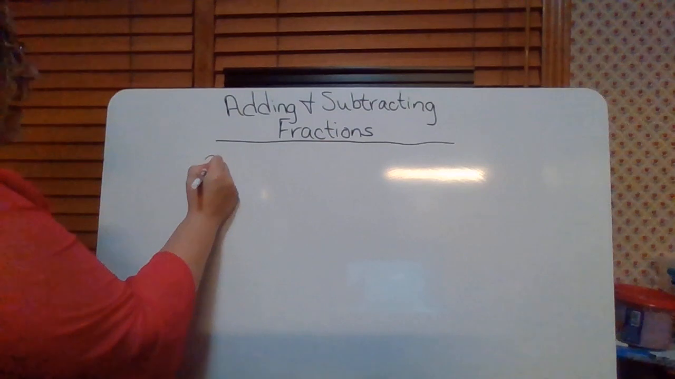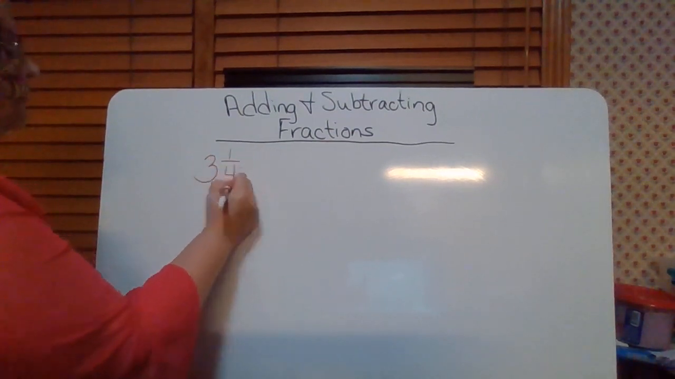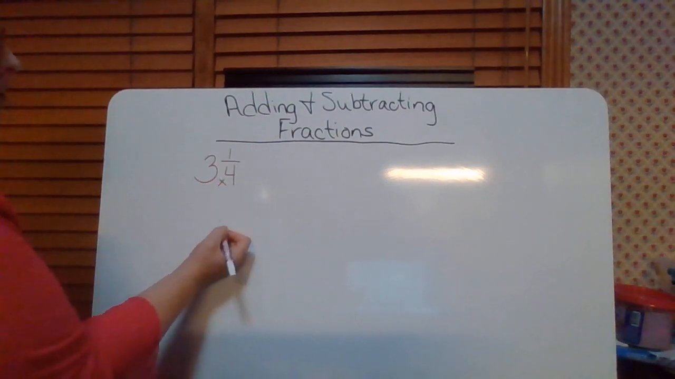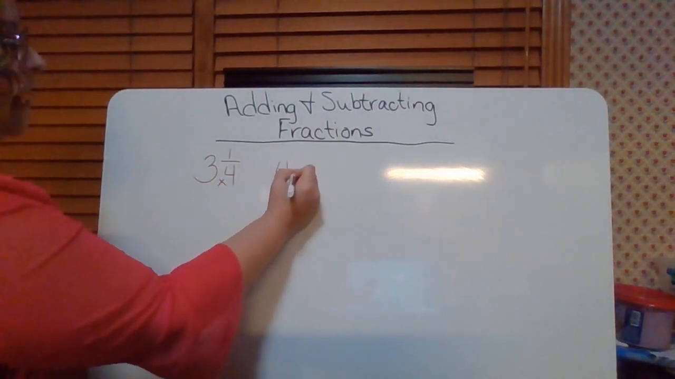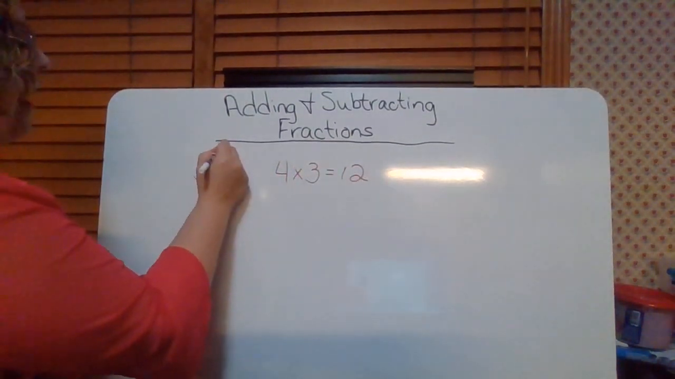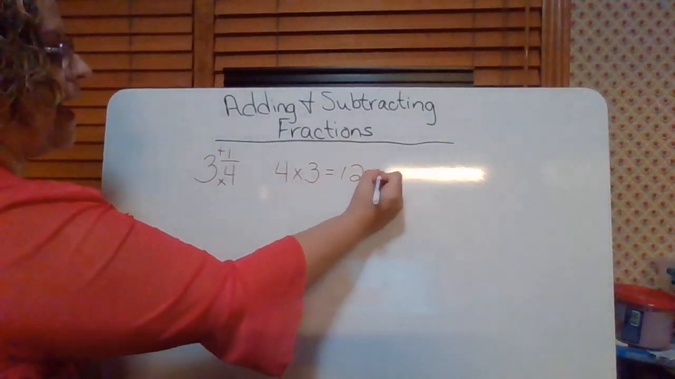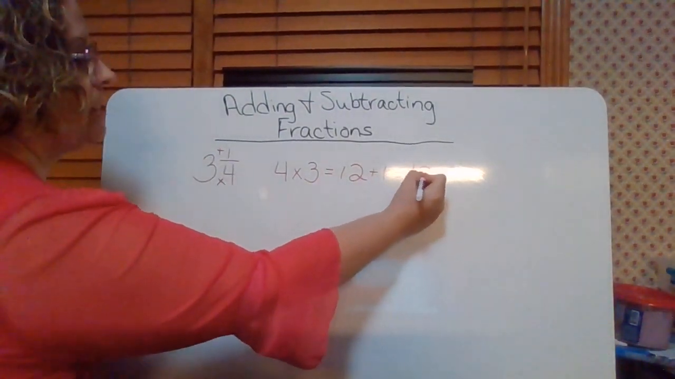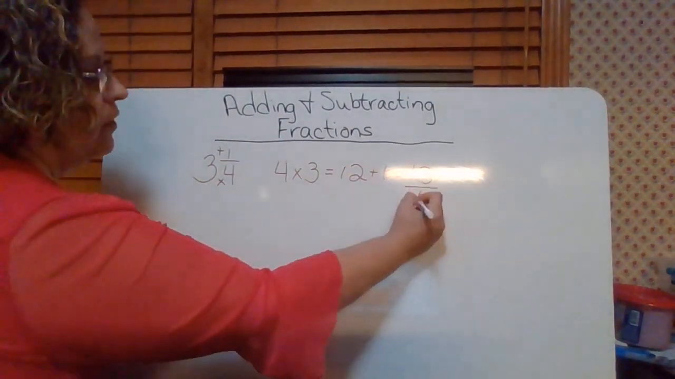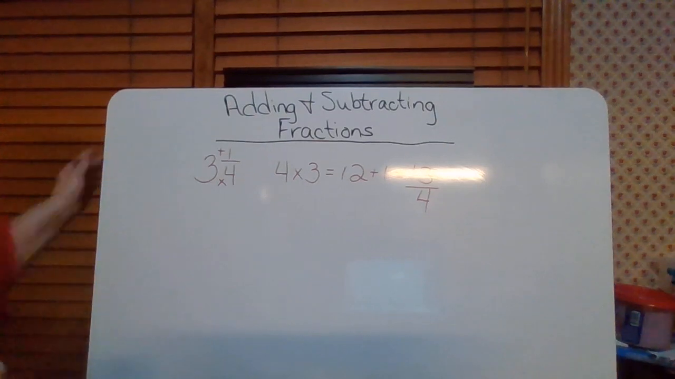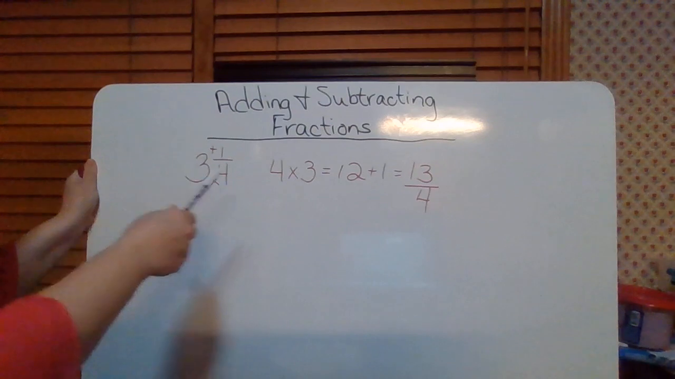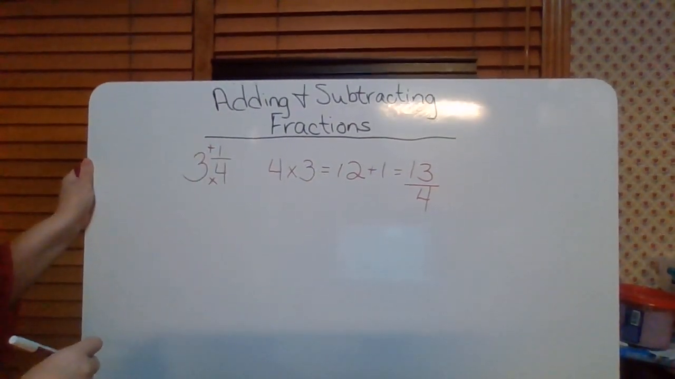So if I have 3 1/4, remember you multiply the denominator and the whole number. So I have 4 times 3, which is 12. And then you add that to the numerator. So I'm going to add 1. So that's 13. And then remember, it sits right back down on your starting denominator. So that's 13 over 4. Okay. So 3 1/4 is the same thing as 13 over 4.